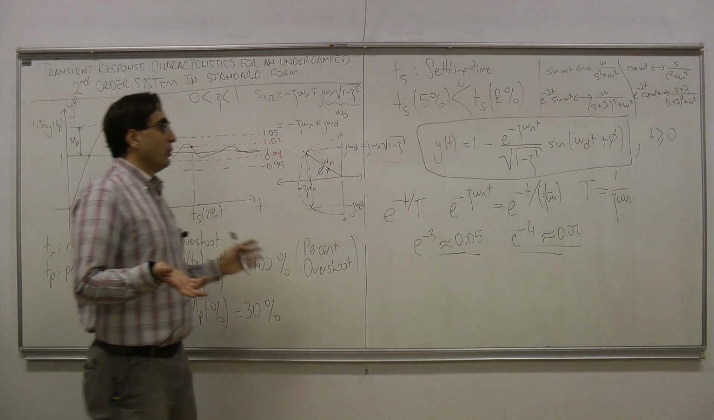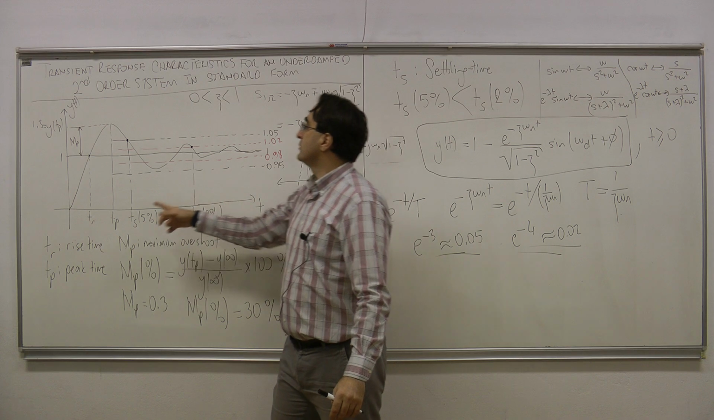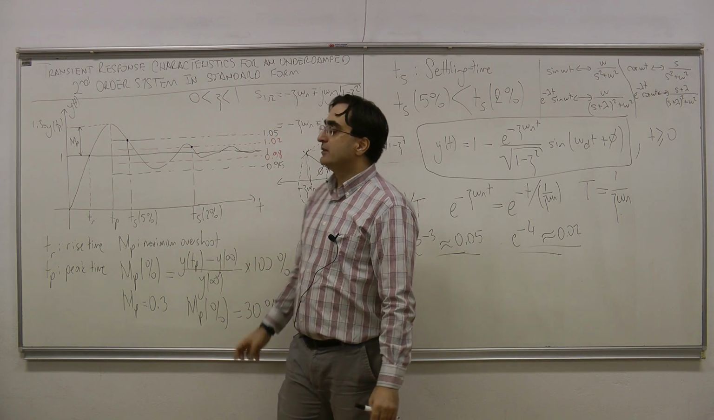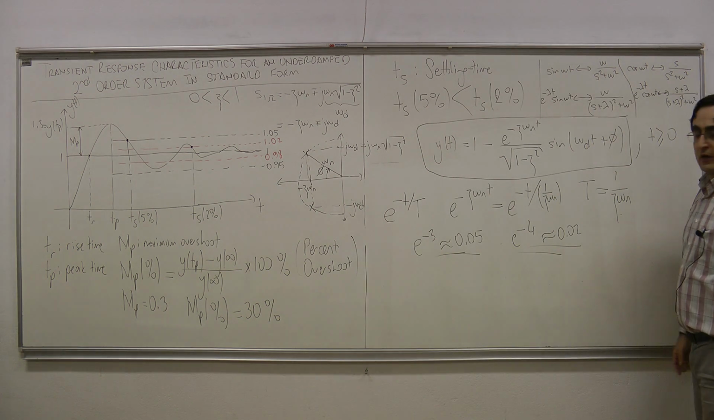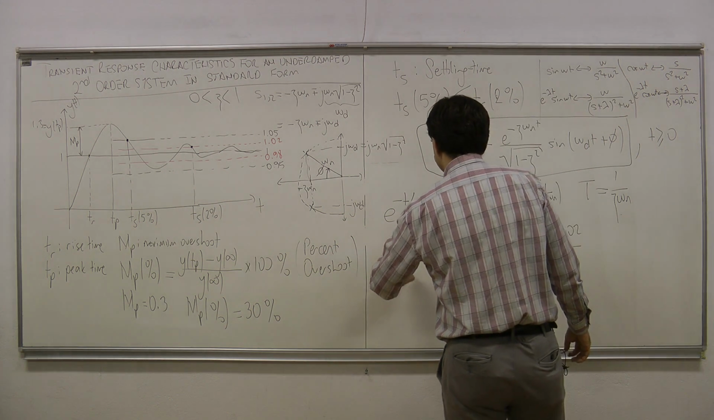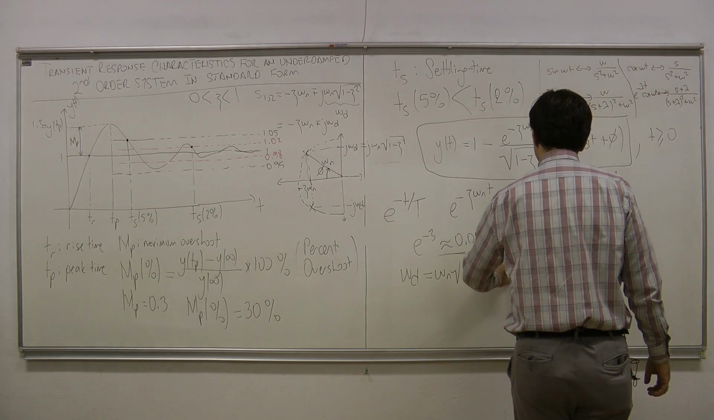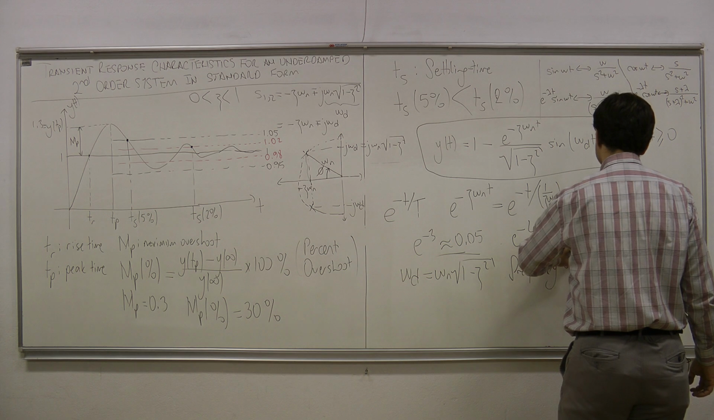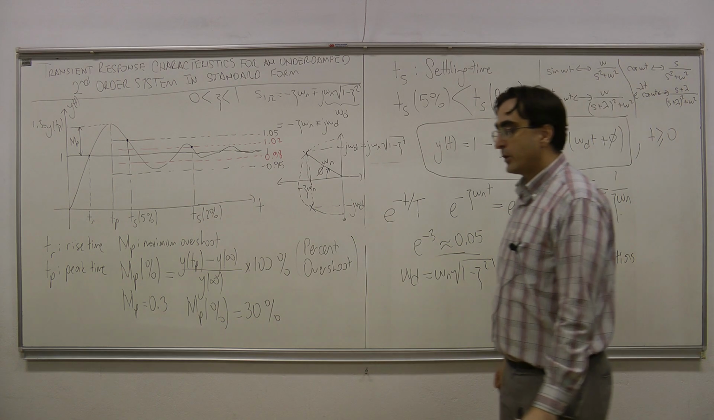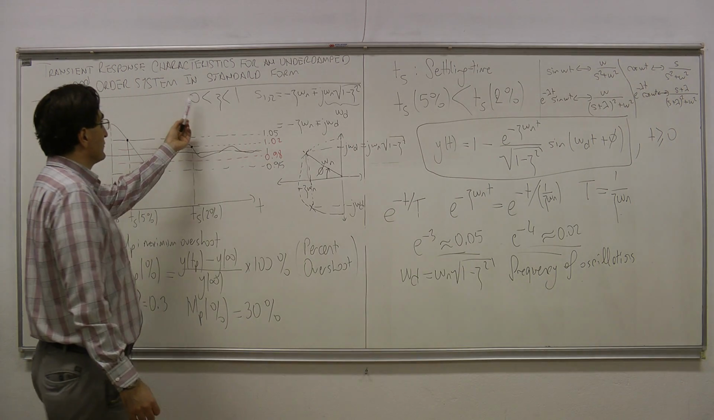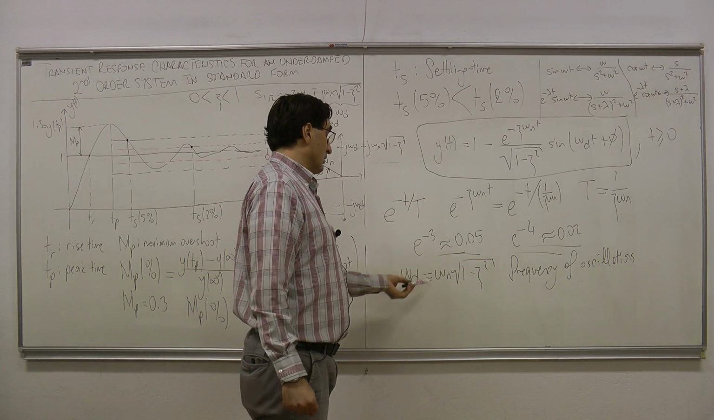So now I still want to talk a little bit more. What is the frequency of oscillations you observe in this underdamped response? We know that it's just the frequency of this sine function. So omega d, which is omega n times the square root of 1 minus psi squared, is the frequency of oscillations in the underdamped case, which means psi is between 0 and 1. So this is strictly smaller than the undamped natural frequency.